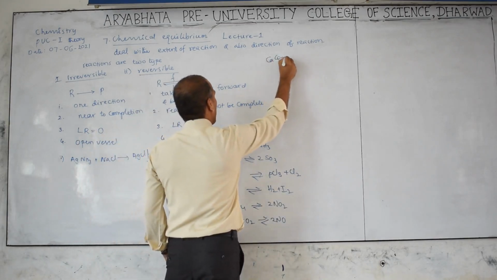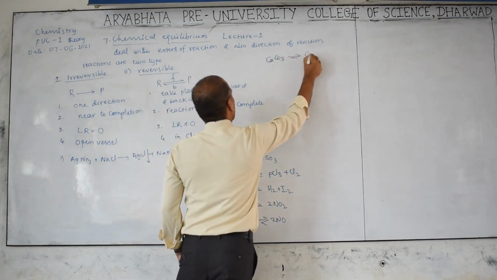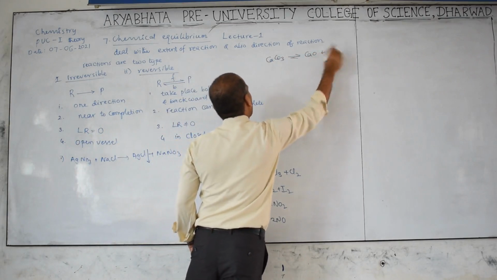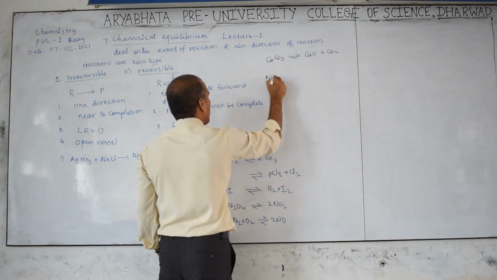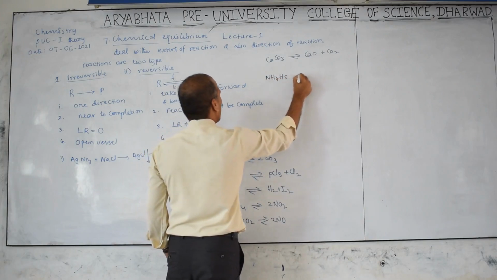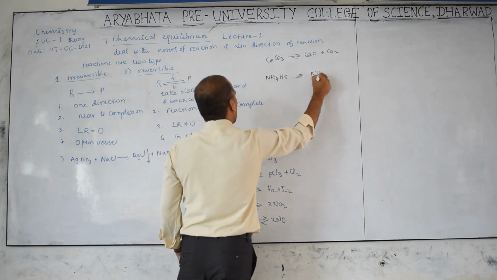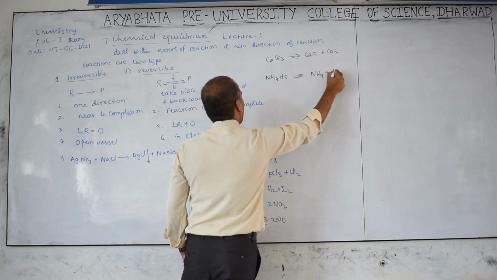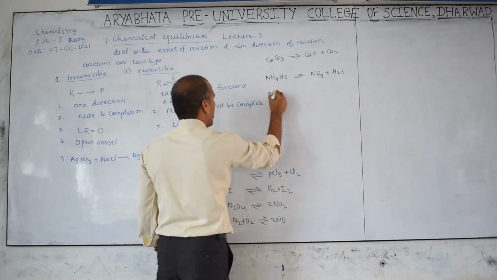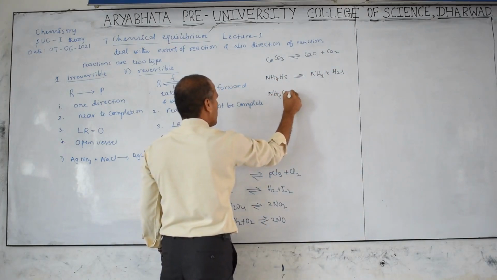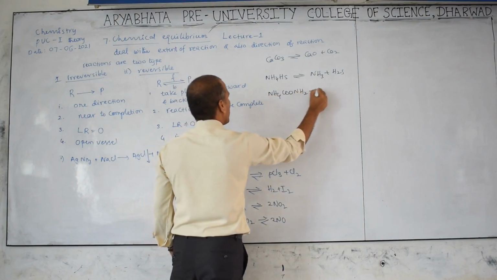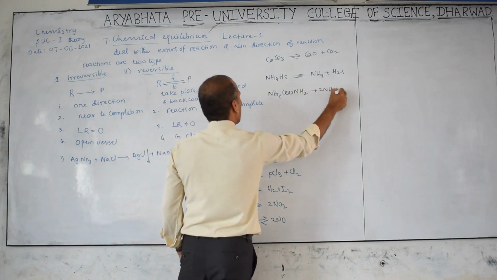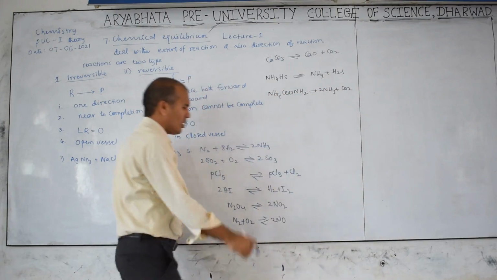Next, calcium carbonate gives rise to calcium oxide plus carbon dioxide. Ammonium hydrogen sulfide gives rise to ammonia plus H2S. Ammonium carbamate gives rise to 2 moles of ammonia plus carbon dioxide.